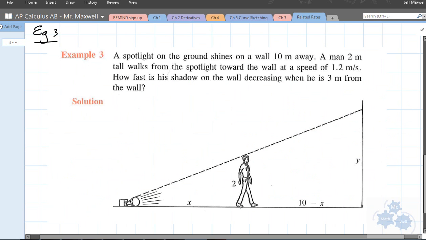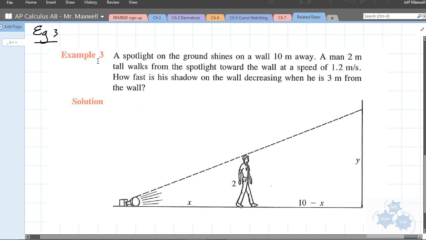Example 3. Here's the example. A spotlight on the ground shines on a wall that's 10 meters away. Watching carefully. I'm doing this for your good. Thank you. A man, 2 meters tall, walks from the spotlight towards the wall at a speed of 1.2 meters per second. How fast is his shadow on the wall decreasing when he is 3 meters from the wall?